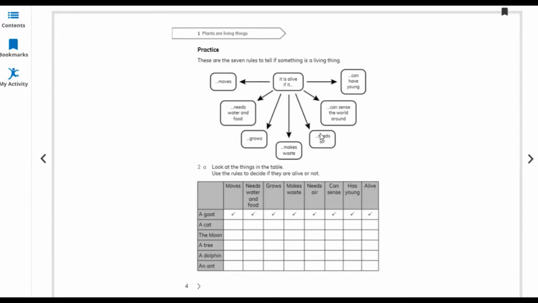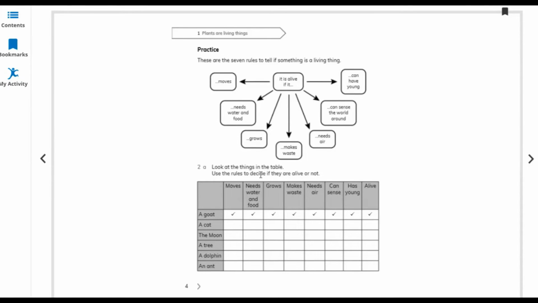For plants, carbon dioxide. Have senses, we have mostly 5 senses, like touch, sight, hear, taste, and smell. Plants have 3 senses. And we have young, have babies, reproduction, in plants, in animals, and in humans. So these are all the characteristics for living things.